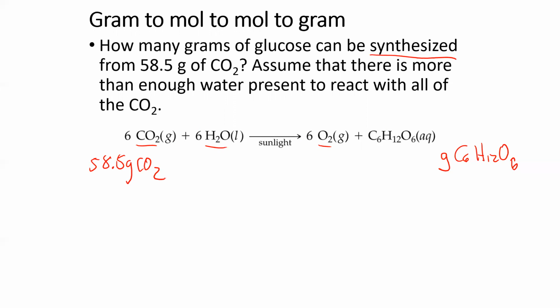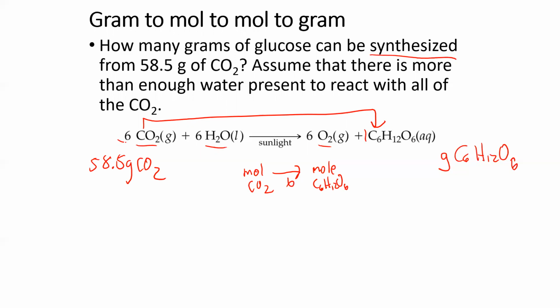Now the bridge between CO2 and glucose is the mole ratio. So in the middle, I can go from moles of CO2 to moles of glucose, okay? And how can I do that? There's 6 moles of CO2 per 1 mole of glucose. But I'm not starting with moles. I'm starting with grams and I'm ending with grams.